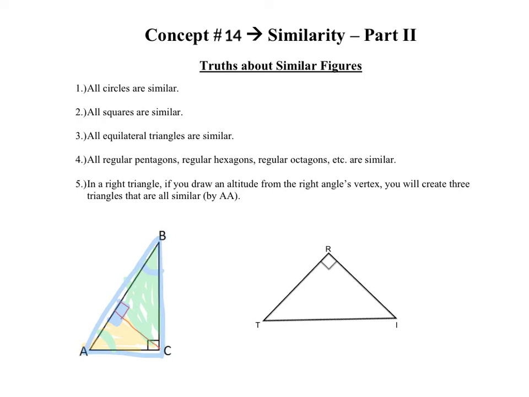Let's look at the second one. So we're going to draw an altitude in from that right angle. There it is. So the three triangles that are created, so here's one, here's two, and then the big one is our third one. Those three triangles are all similar, again, for the same reason, because of AA.